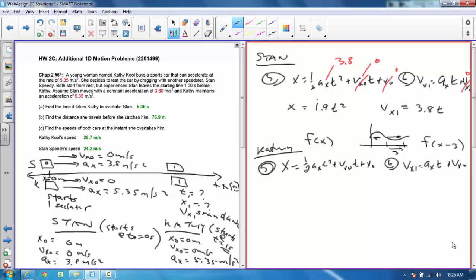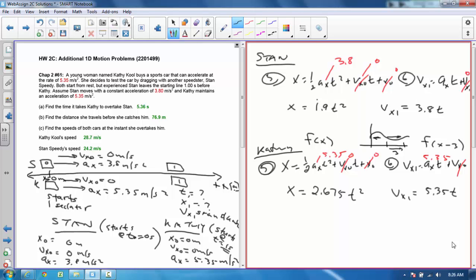So let's just pretend we're not shifting in time. Then let's revisit and shift it. So let's just plug her numbers in. She's going to start out at a 0 velocity, and she's going to start out at a 0 position. And her acceleration is going to be 5.35, is it? So let's look at this, and then let's figure out how to put the time shift in.